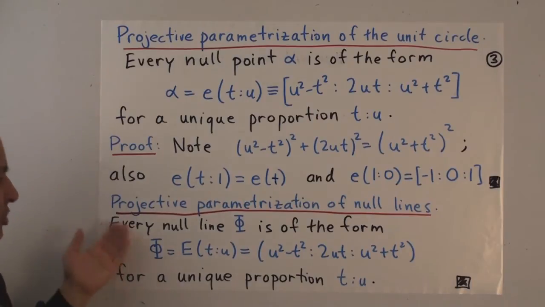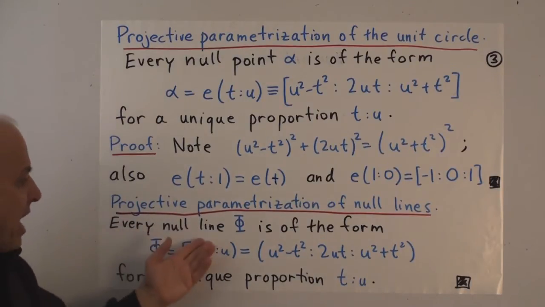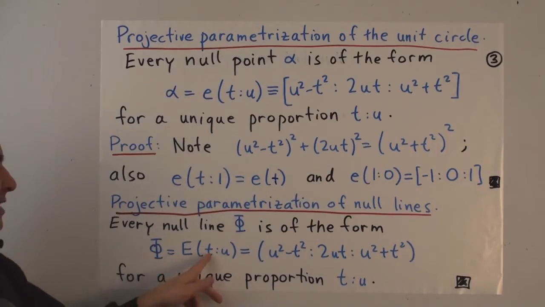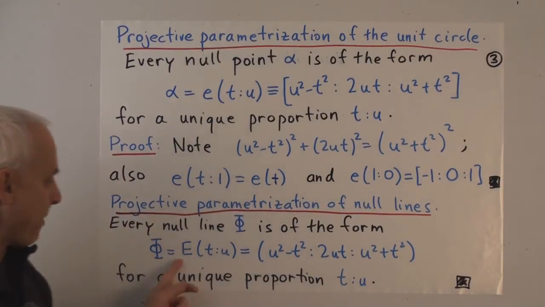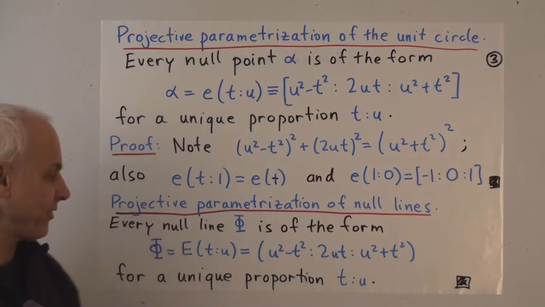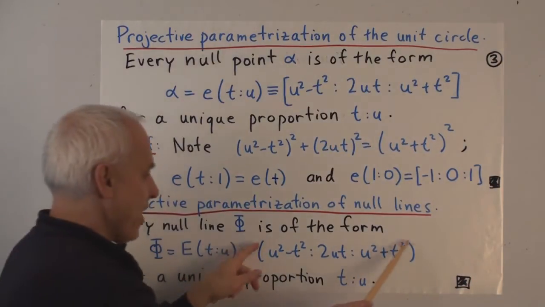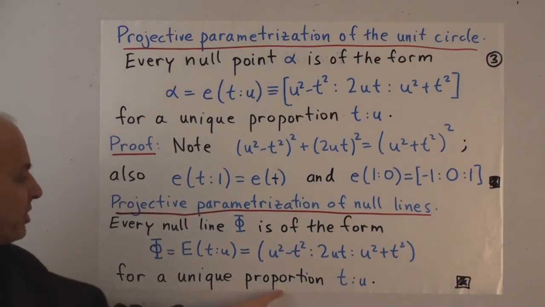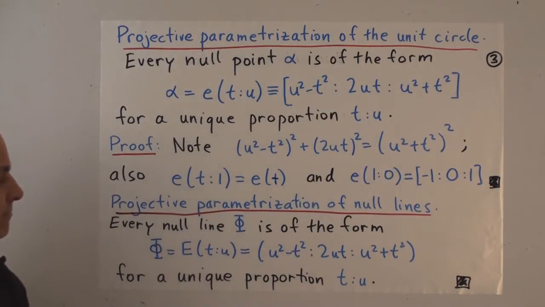Okay, there's exactly a dual statement in terms of null lines. So every null line, say phi, is of the form phi equals capital E of t to u. Has exactly the same form, but capital E referring to a line, because lines are capitals. And it's in round brackets telling us, yes, it is really a line for some unique proportion t to u.